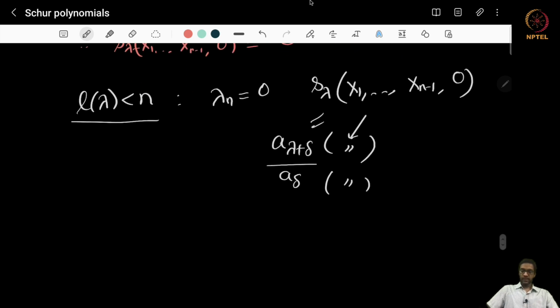Now again let's look at what the numerator is. What is a lambda plus delta? So again it was that determinant, and let's again focus only on the last row where the xn's are. So this is xn to the power lambda 1 plus delta 1, xn to the power lambda 2 plus delta 2, and so on.